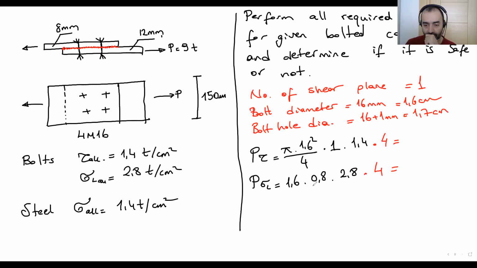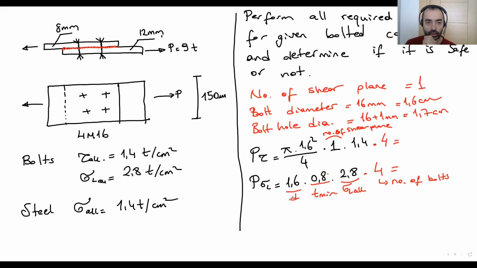Now that's okay. This is D, T min, sigma L allowable, and this portion is the number of bolts. Here, number of shear planes. These capacities are for the bolts.